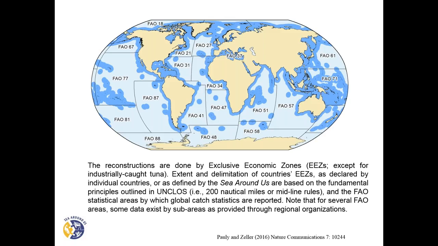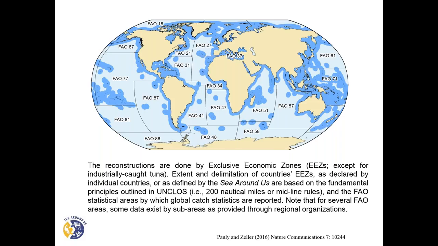Now, we've done these reconstructions by exclusive economic zone, so actually by the waters over which a country has management responsibility and access control. There are, based on our definition, about 273 EEZ or EEZ chunks. For example, the United States, we separate out into East Coast, Gulf of Mexico, West Coast, Alaska, and so on. So each country may have multiple EEZ components based on our definition. In cases where countries have not formally declared an exclusive economic zone, using UNCLOS provisions, we have defined one for them for the purposes of these fisheries data assessment.